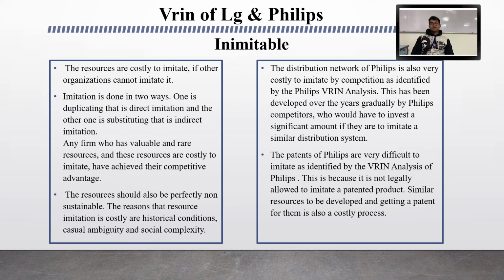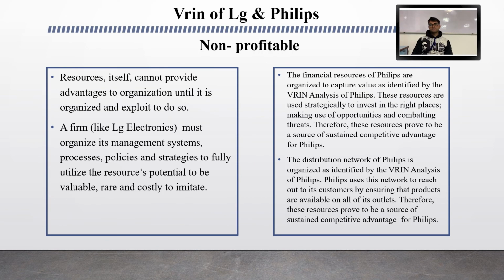Imitable. The resources are costly to imitate if other organizations cannot imitate. The distribution network of Philips is also very costly to imitate by the competition as identified by the Philips VRIN analysis. Imitation is done in two ways. One is duplicating, that is direct imitation, and another is substituting, that is indirect imitation. The patents of Philips are very difficult to imitate as identified by the VRIN analysis of Philips.